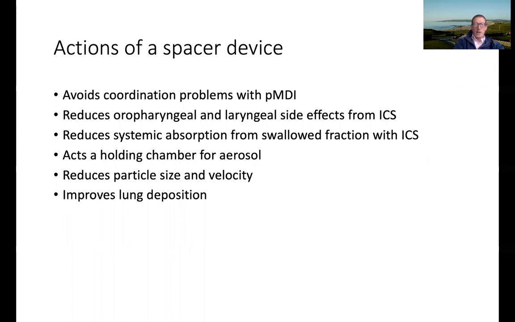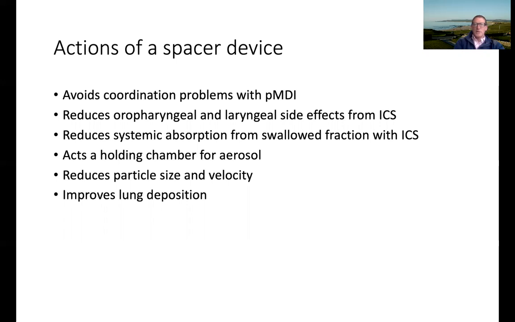It reduces local side effects in the oropharynx and the larynx from inhaled steroids. Inhaled steroids can cause local mucosal suppression and give you oropharyngeal candidiasis, and can also deposit on the vocal cords, giving laryngeal candidiasis, or you can get atrophy of the muscle in the vocal cords, giving you hoarseness.